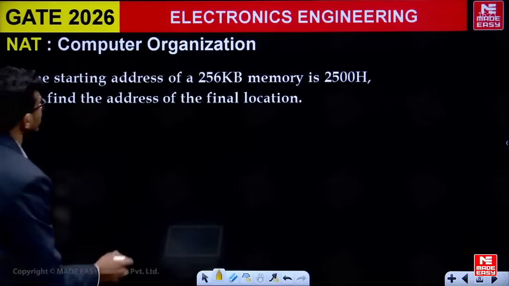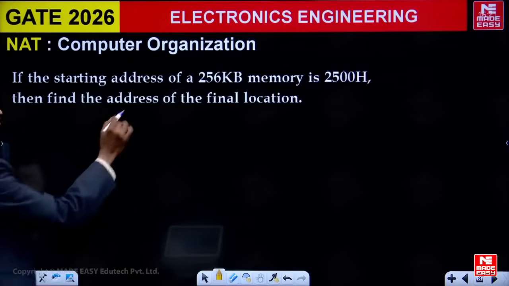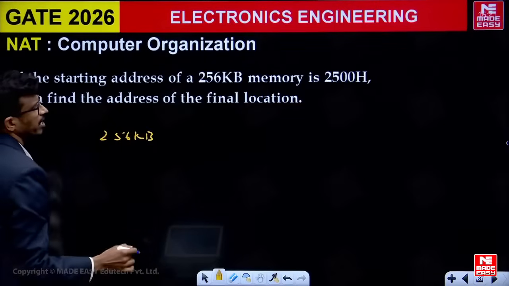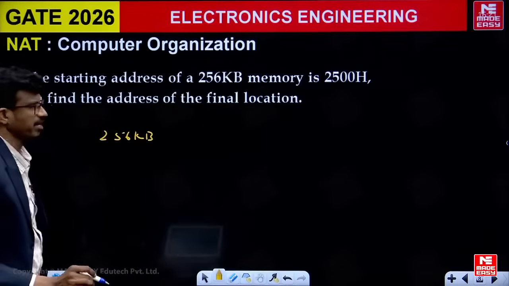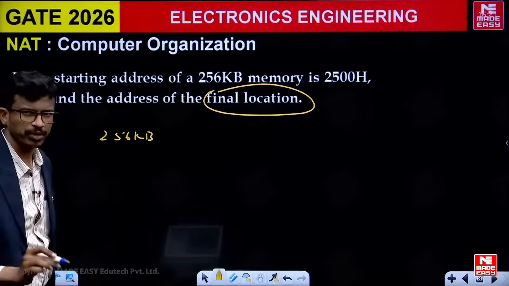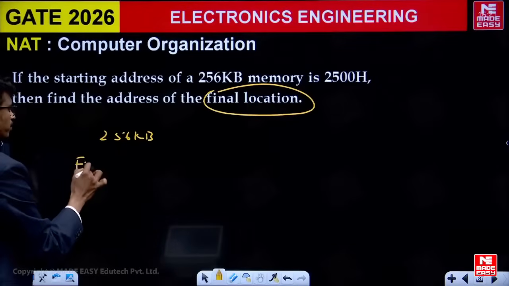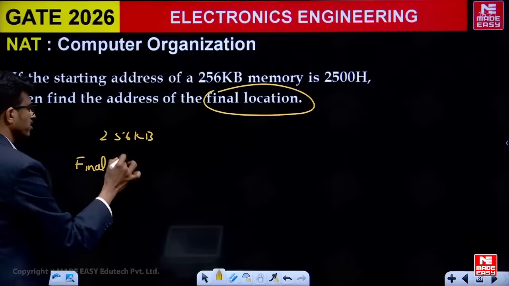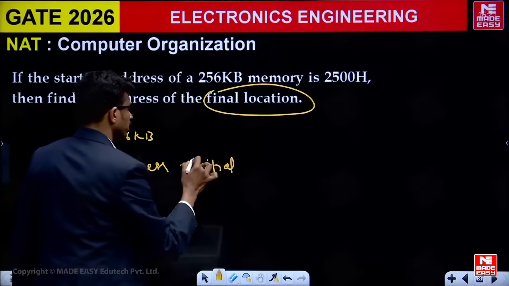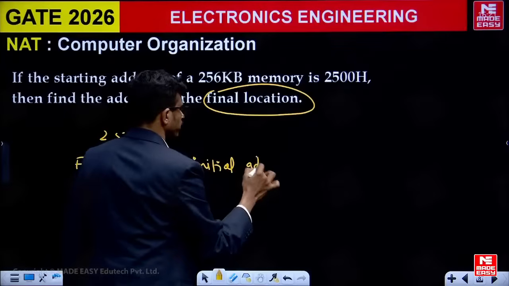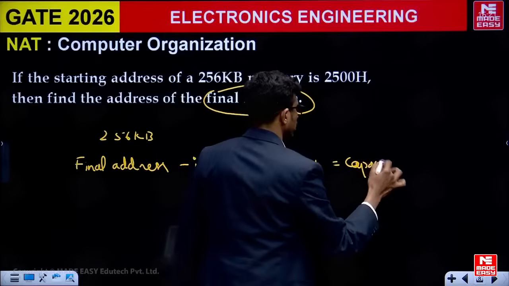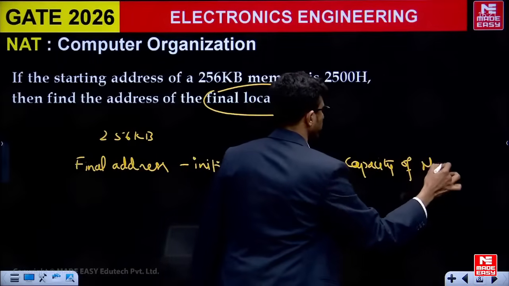So this question is, the starting address of a memory of 256 kilobytes is given. The given memory is 256 kilobytes and the starting address is given as 500. The question is to find the final address of the memory location. Therefore, the relation between the final and initial address is: final address minus initial address plus 1 equals the capacity of memory.